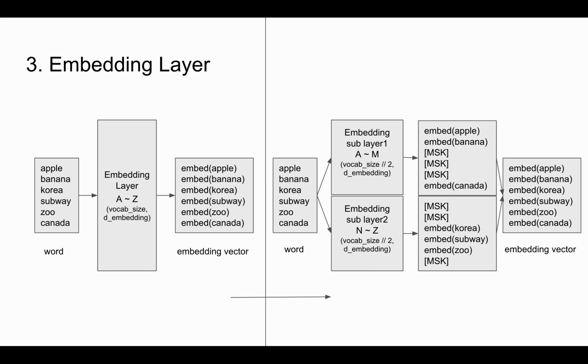Third is the embedding layer. The embedding layer is split into sub-embedding layers. In this picture, they split the embedding layer into two sub-layers. The first layer embeds words A to M, the second layer embeds words N to Z. The word will be masked if it is out of the range. For example, in this picture, Korea will be masked in sub-layer 1 because sub-layer 1 handles only A to M words.